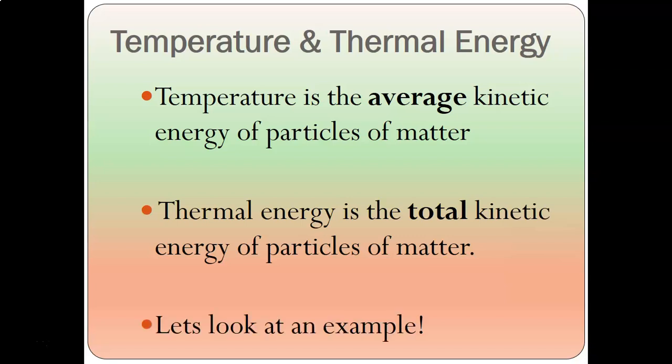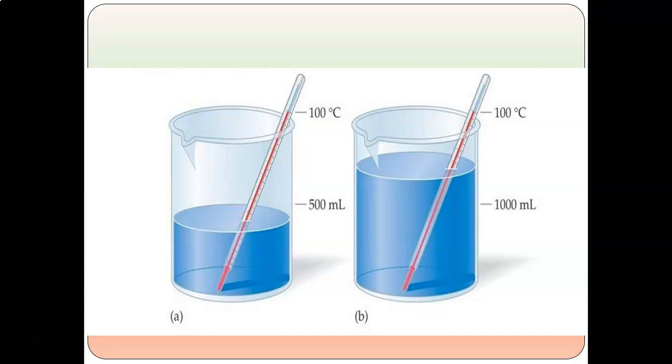To show you this, we can look at our picture of the two beakers of water. If you notice, the temperature is the same, 100 degrees Celsius for each beaker of water. However, the thermal energy is not the same. Which of these would have the greater thermal energy? Of course, it's beaker B, because beaker B has twice the amount of water, 1,000 milliliters, versus beaker A that has 500. So beaker B has the same temperature, but double the thermal energy.